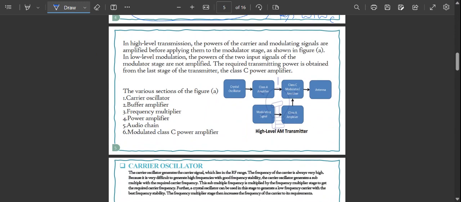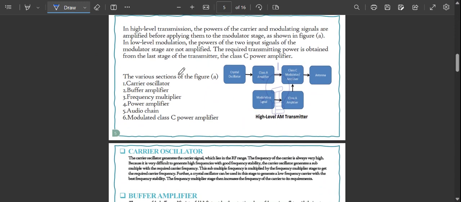So basically, there is also a drawback of AM transmitter, that is in low level: poor efficiency is obtained in class B amplifier, and there is also a distorted wave. So these two drawbacks are of low level modulation. Other than that, the various sections of the figure here we have are carrier oscillator, buffer amplifier, frequency multiplier, power amplifier, audio chain, modulated class C power amplifier.